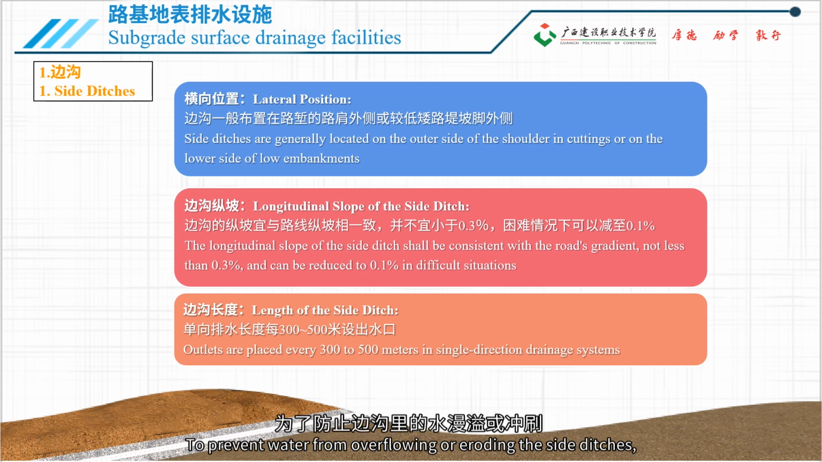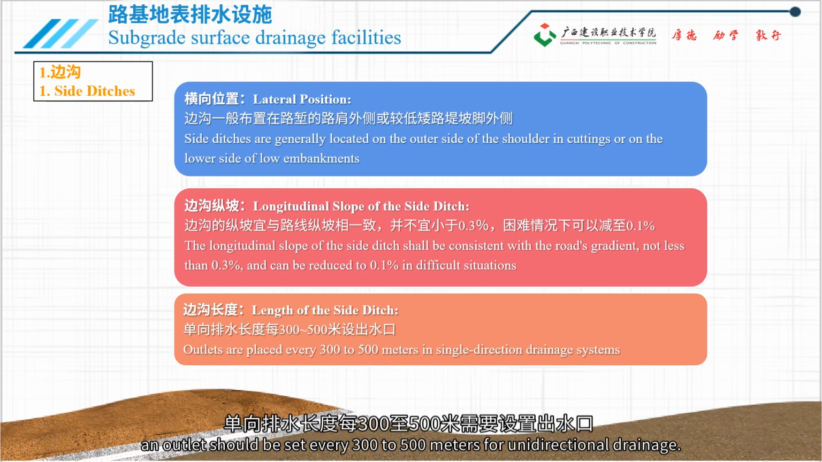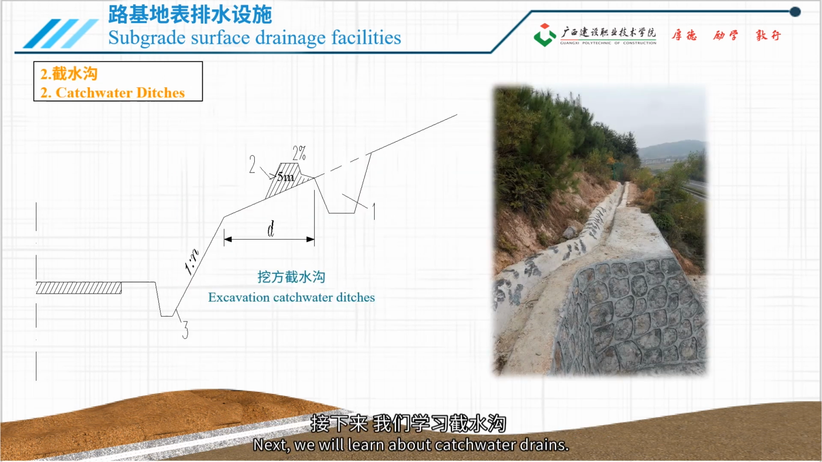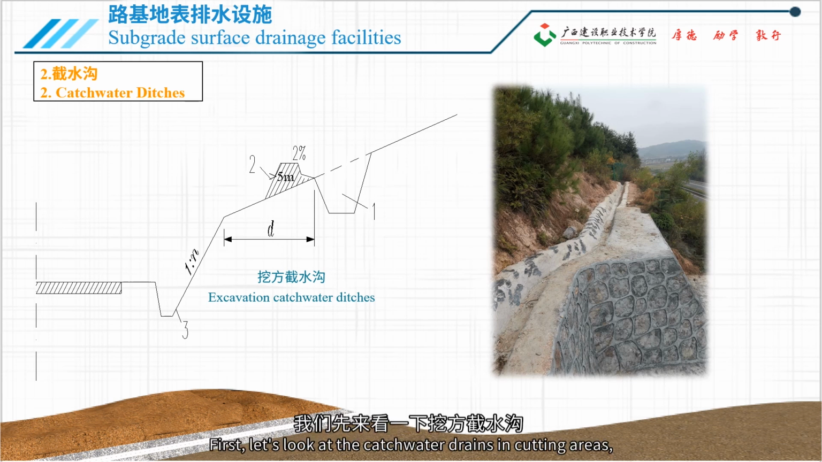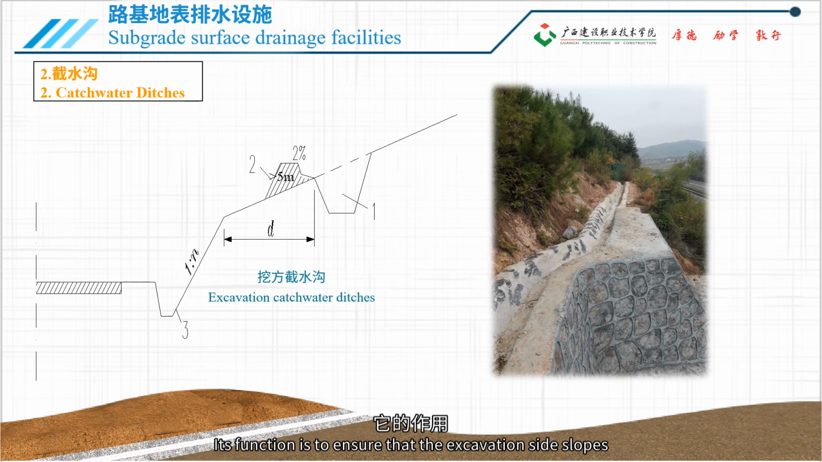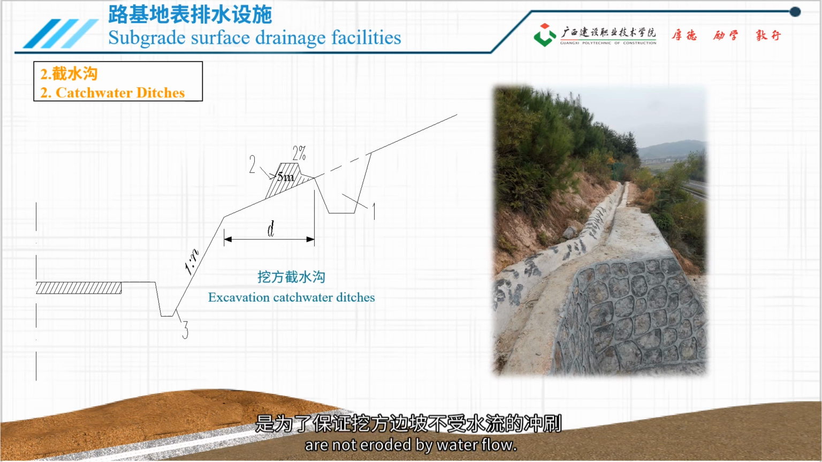To prevent water from overflowing or eroding the side ditches, an outlet should be set every 300 to 500 meters for unidirectional drainage. Next, we will learn about catchwater drains. First, let's look at the catchwater drains in cutting areas. As shown in position 1 of the left diagram, its function is to ensure that the excavation side slopes are not eroded by water flow.